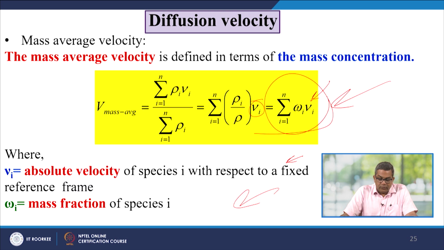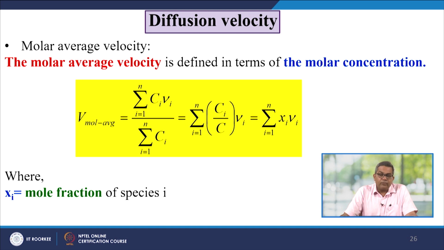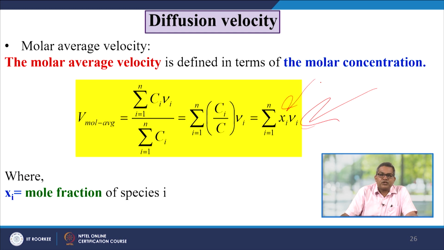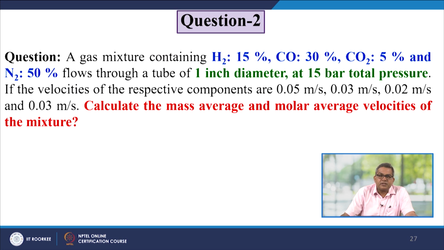If we talk about the diffusion velocity, then the molar average velocity is very important, and it is sometimes defined in terms of a molar concentration. It can be represented like this, where Xi, slightly different from the previous formula, is the mole fraction of species i. Rather, here we use omega i, which is the mass fraction of species i.